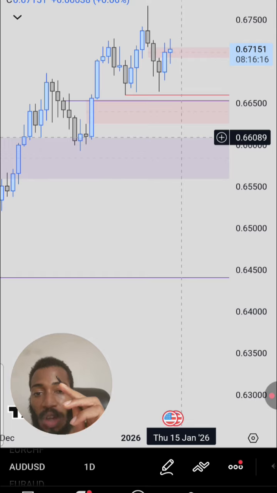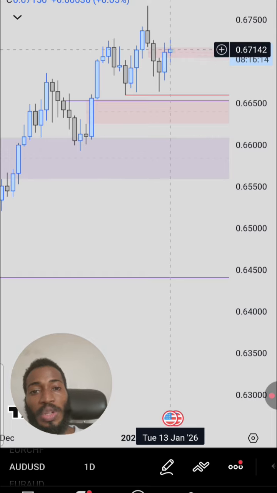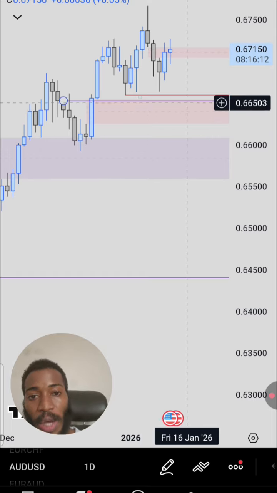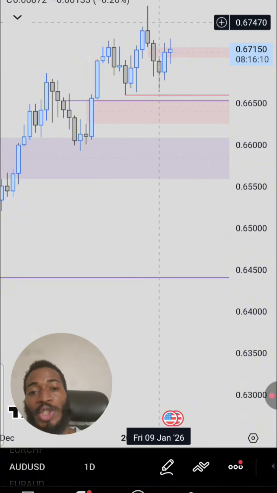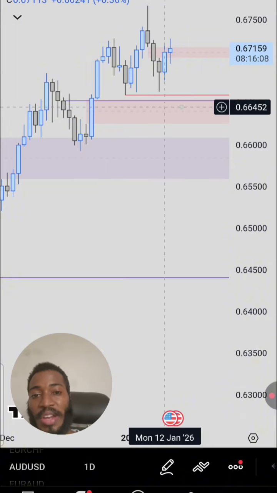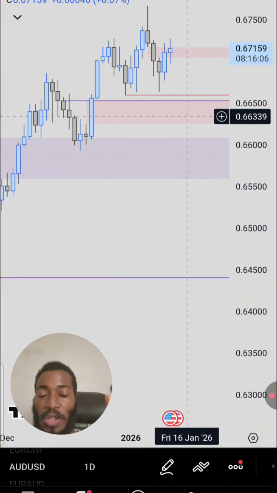So even if this move is going to continue higher, at the very least, you want to see price come all the way down, take out these lows to tap into the daily fair value gap before looking for any move to the upside.